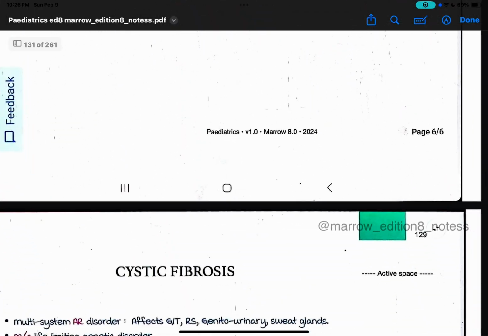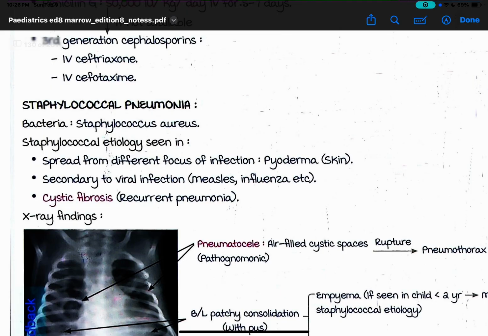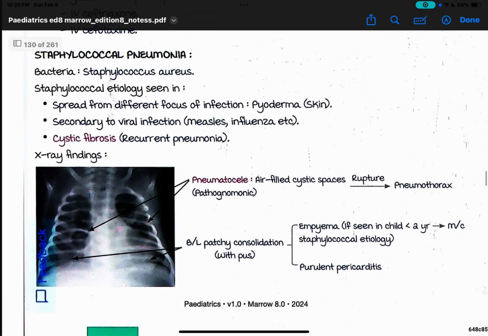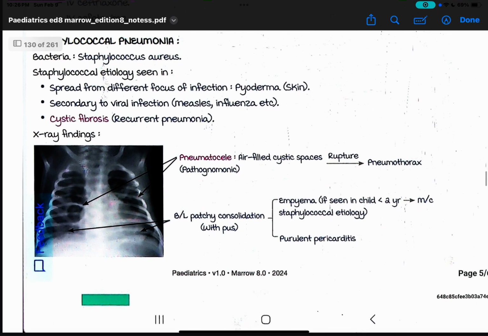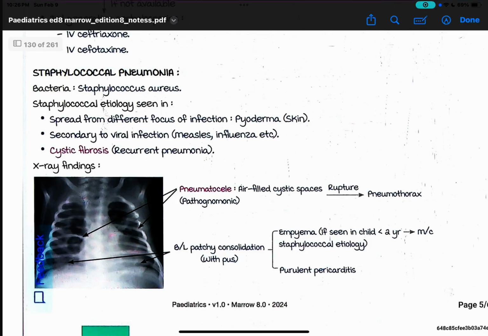Staphylococcal pneumonia. The bacterium Staphylococcus aureus causes staphylococcal pneumonia. The etiology is seen in spread from a different focus of infection like pyoderma in the skin, and secondary to viral infections like measles and influenza. It is also seen in cystic fibrosis and recurrent pneumonia. On X-ray you see pneumatoceles, air-filled cystic spaces, which are pathognomonic of staphylococcal pneumonia. These can rupture and form pneumothorax.